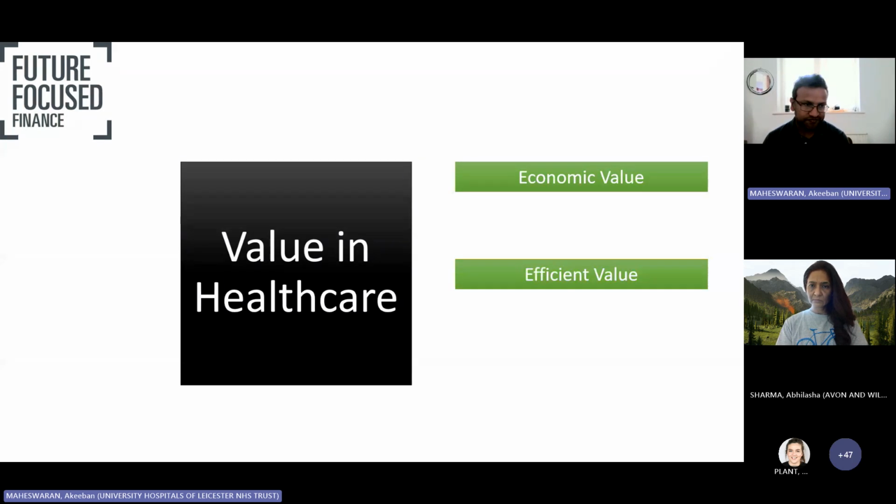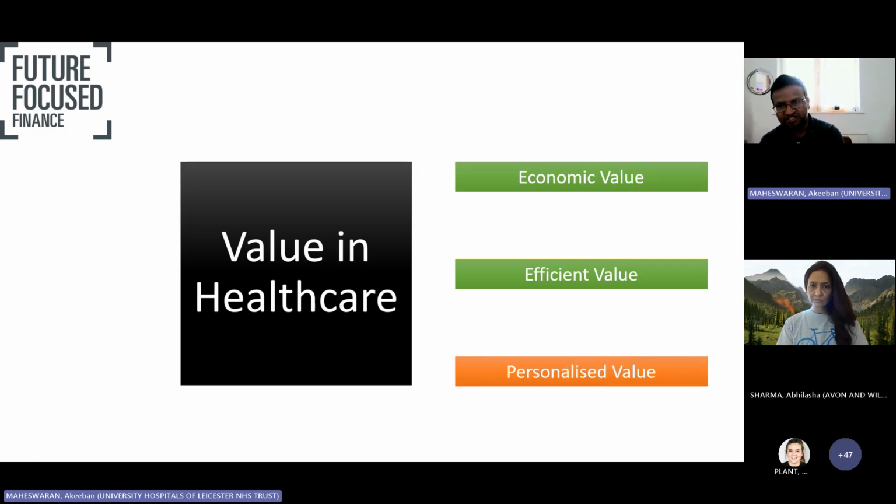Also called efficient value. The last thing, when we're talking about value, is this extra bit. It's called personalized value. It's that understanding and appreciation that what I think is important, what you think is important, and what our patients think is important may differ.